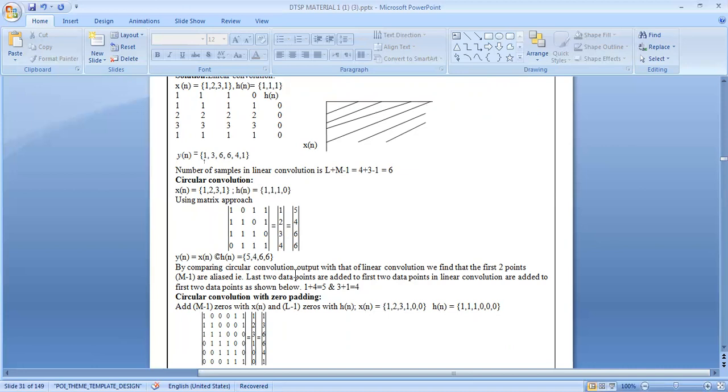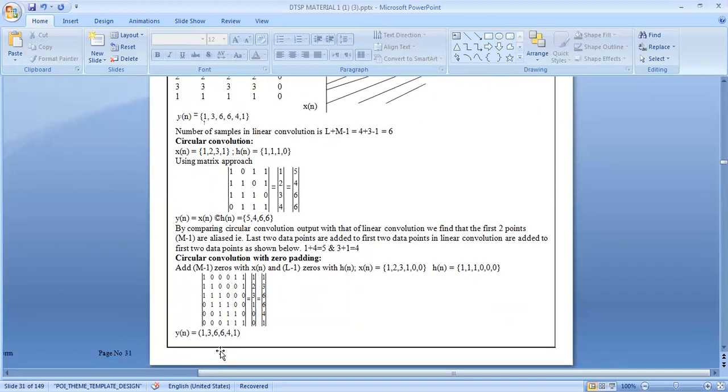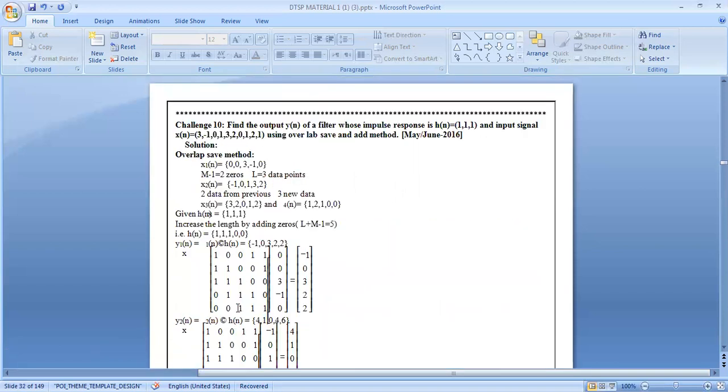4 minus 1 will be 3, so 3 zeros have to be appended to h of n. Similarly, use your perform matrix, and when you stick it up here, both the values of y of n from linear convolution and circular convolution will be the same. Okay, so let me show how to find the output y of n of a filter by using the overlap save method and the overlap add method.